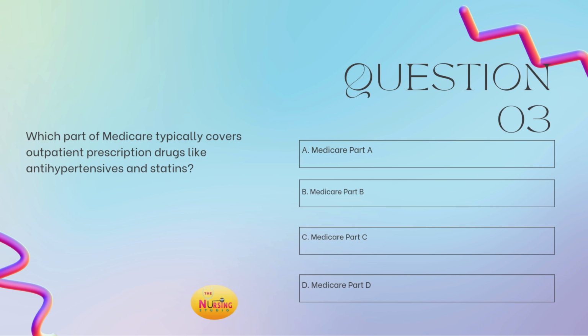All right, and in this scenario, the stem is the question. So it states which part of Medicare typically covers outpatient prescription drugs. So, y'all, that's all you need to know right there. Remember, D for drugs. Medicare Part D covers your prescription medication.